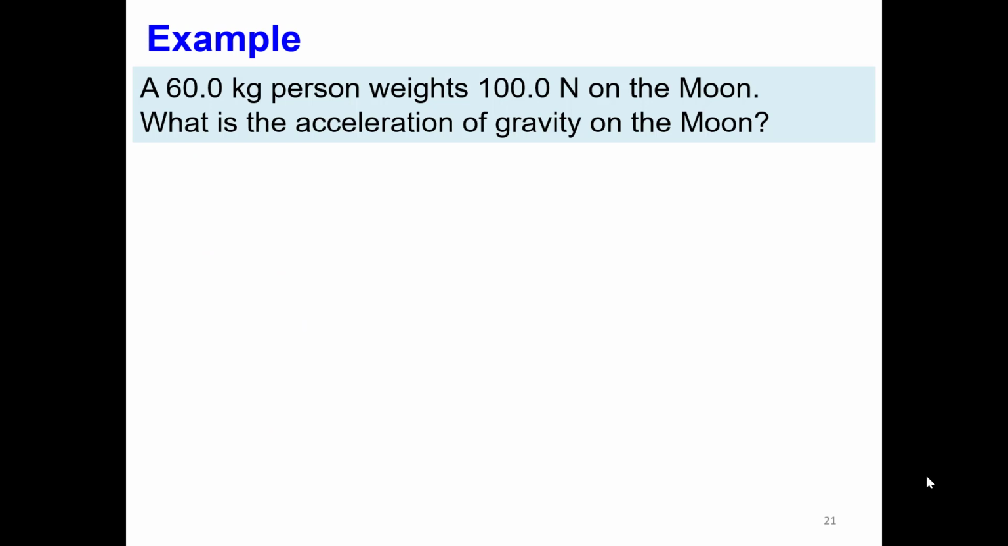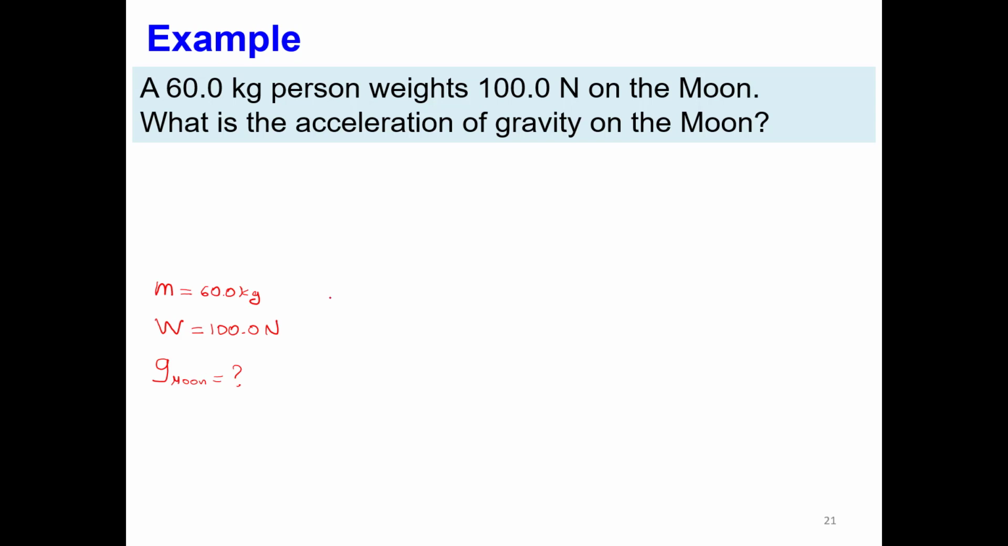Let's try one more example in which we apply the concept of weight. In this example, a 60 kilogram person weighs 100 newtons on the moon. We want to know what is the acceleration of gravity on the moon. We know the mass of this person is 60.0 kilograms and the weight on the moon is 100 newtons.